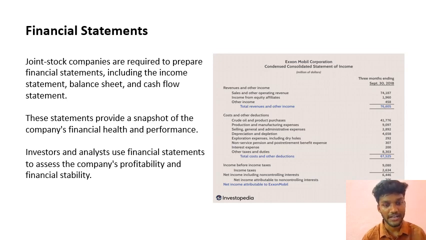Investors and analysts use financial statements to assess the company's profitability and financial stability. To know the financial stability of a company, they will look at these three sheets, that is the income sheet, balance sheet, and cash flow statement.